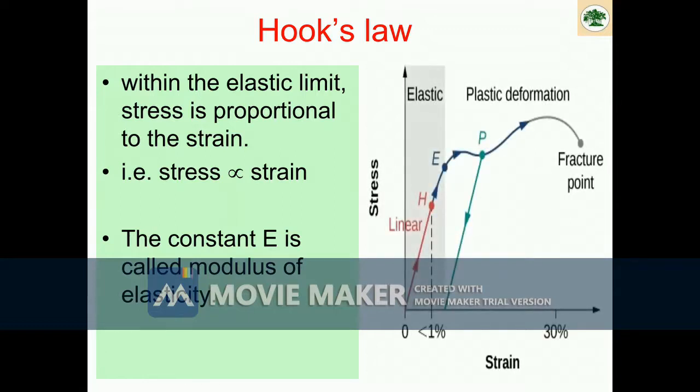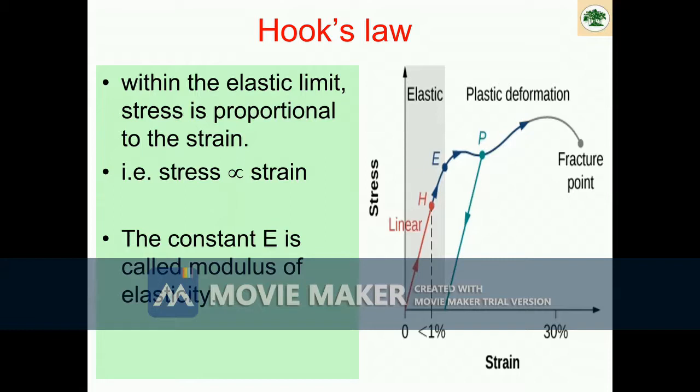There is a figure. In that figure, there is a graph of stress versus strain. Stress is plotted on the y-axis and strain on the x-axis. Within the elastic limit, stress is directly proportional to strain. In the figure, there is an elastic region O to E. In this region, both quantities, stress and strain, are directly proportional to each other.